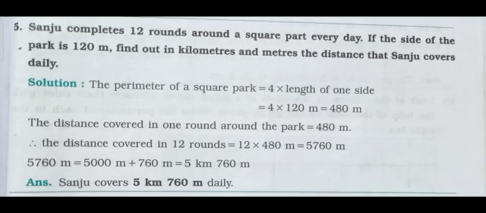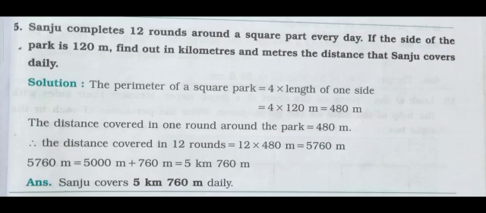Then the fifth one: Sanju completes 12 rounds around a square park every day. If the side of the park is 120 meter, find out in kilometers and meters the distance that Sanju covers daily. Now Sanju completes 12 rounds of a square park every day. Now it is which park? Square park, means perimeter of a square. If the side of the park is 120 meter, that is, one side is given as 120. So first we will find out the perimeter of the square park.